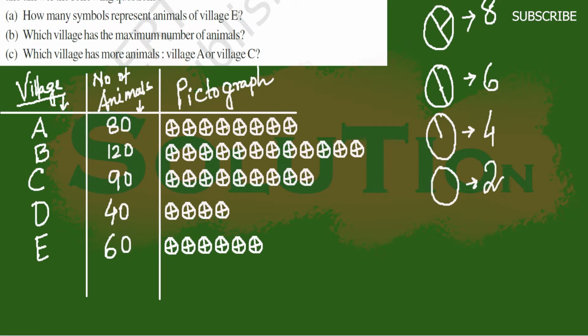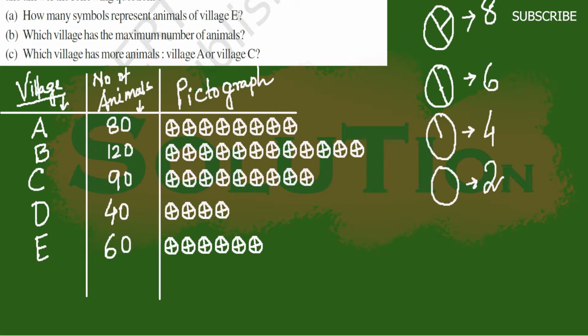For 120, 8 symbols are there. For 120, 12 symbols are there. For 90 we have 9 symbols. For 40 we have 4 symbols, and for 60 we have our 6 symbols.